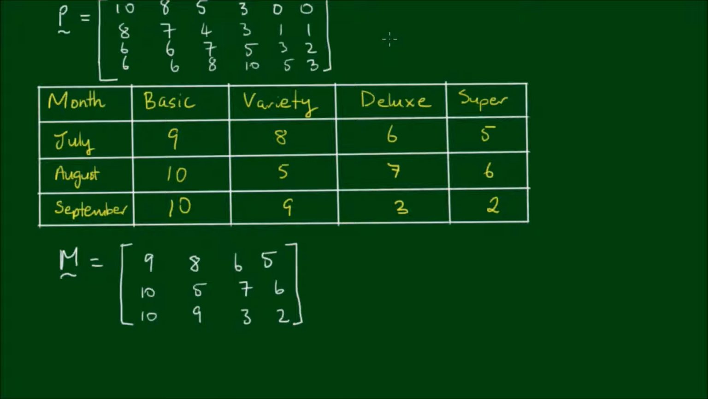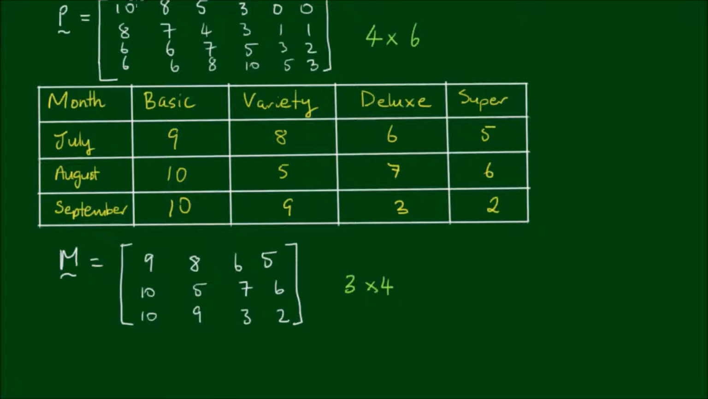Okay, so we have the P matrix, which is a 4 by 6 matrix, so 4 rows by 6 columns, and we have the M matrix, which is a 3 by 4 matrix, so 3 rows by 4 columns. So let's suppose that we wanted to quantify the total amount of apples that we needed in July, given that we sold 9 basic packs, 8 variety packs, 6 deluxe packs and 5 super packs. The total amount of apples needed to make up each of the packs that we just sold.